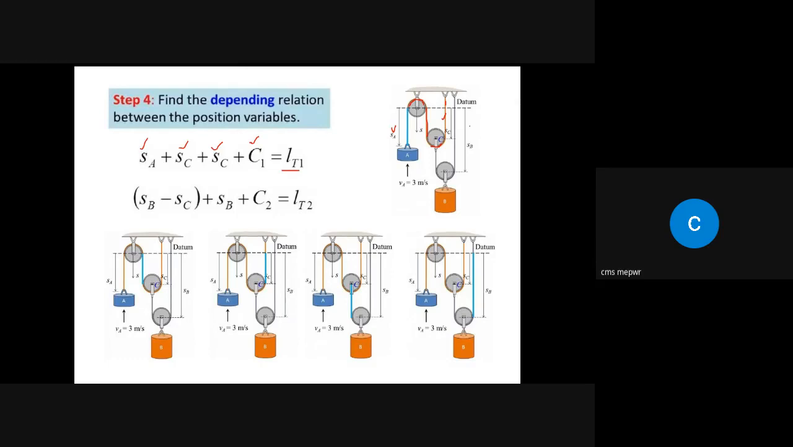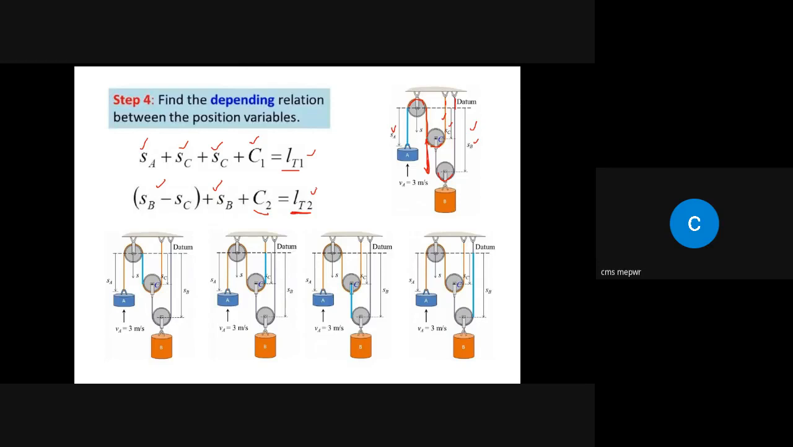Now for B, let's have SB and then this one. If this is SB and you subtract SC from SB, we will get this length, this one. So SB minus SC plus SB, and again the constants that we have over here, let them be combined into C2. So it is equal to the total length of rope 2. So we identified this relation.